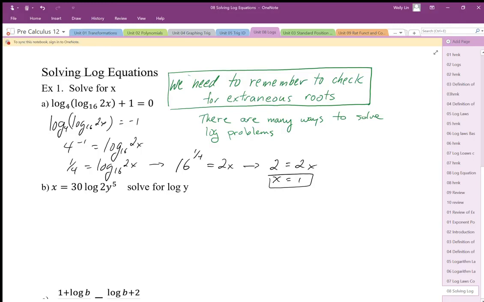For this one here, we need to solve for log y. So there's two ways to solve this one. We could strip off the log and solve it as an exponent, solve for y, and then put it into a log form. Or we can just isolate the log y as is. Okay, so I'll do this one in two ways.